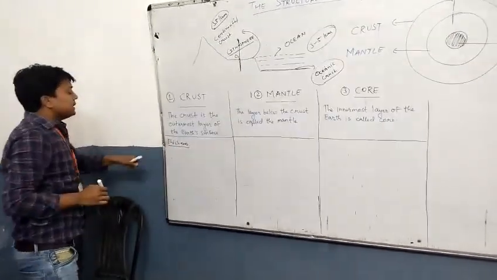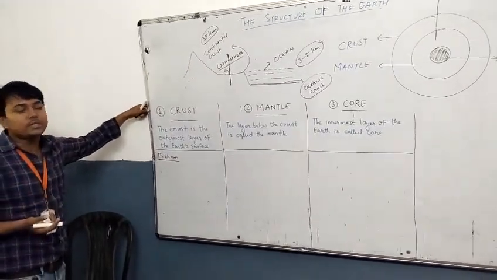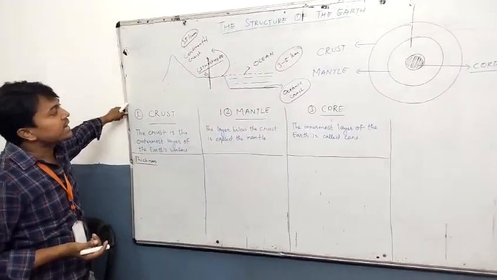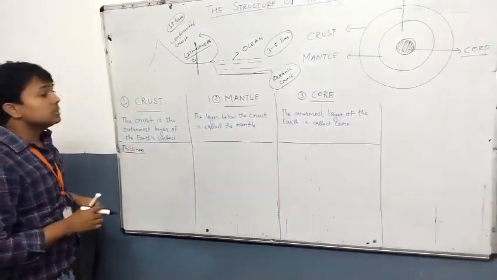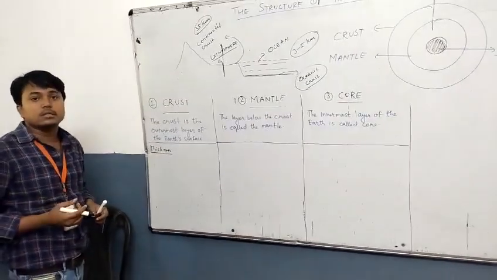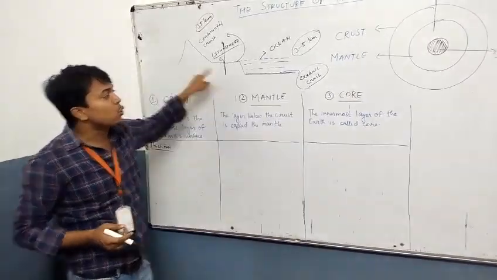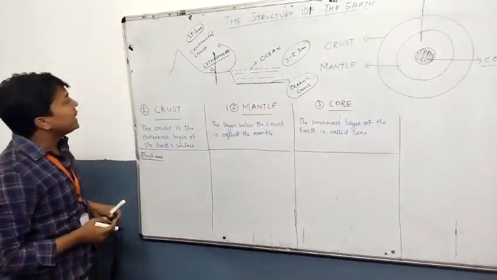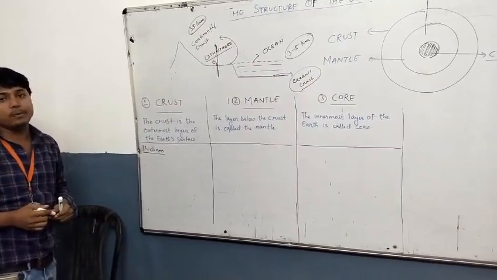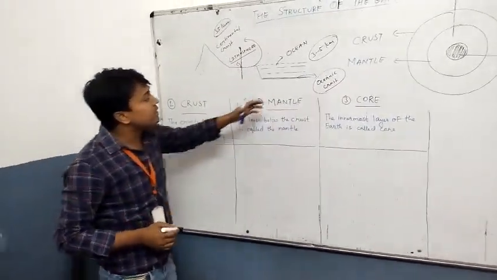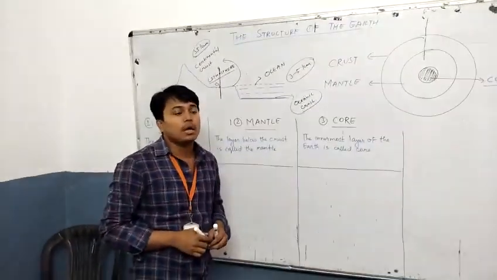So the thickness of the continental crust is 35 kilometers and the thickness of the oceanic crust is 3 to 5 kilometers. Now the minerals found in continental crust and the minerals found in oceanic crust. In continental crust, basically we found silicon and aluminum, and in the oceanic crust we found silicon and magnesium.